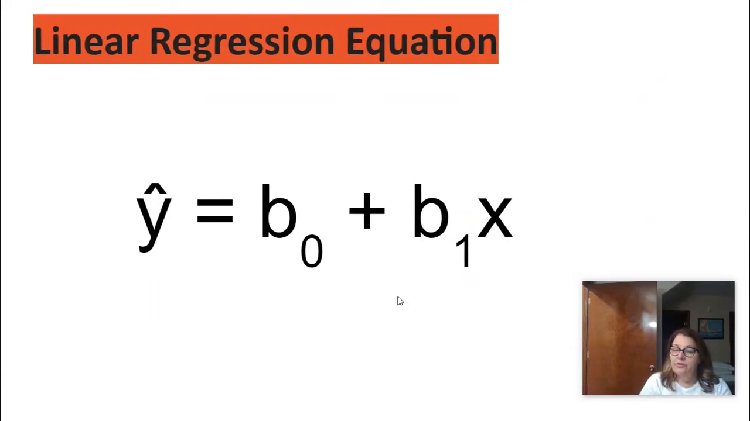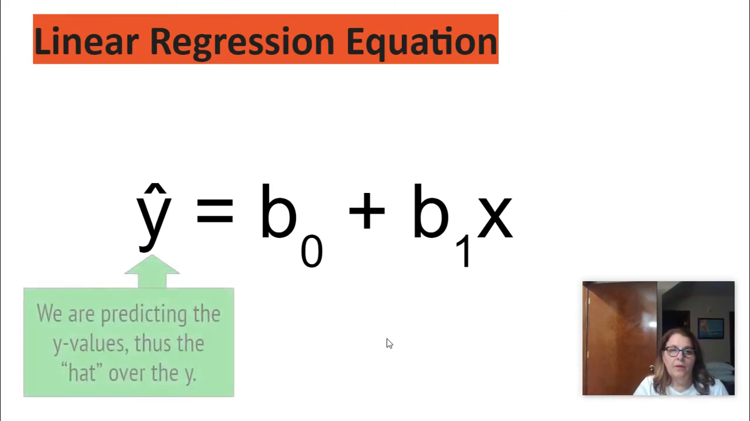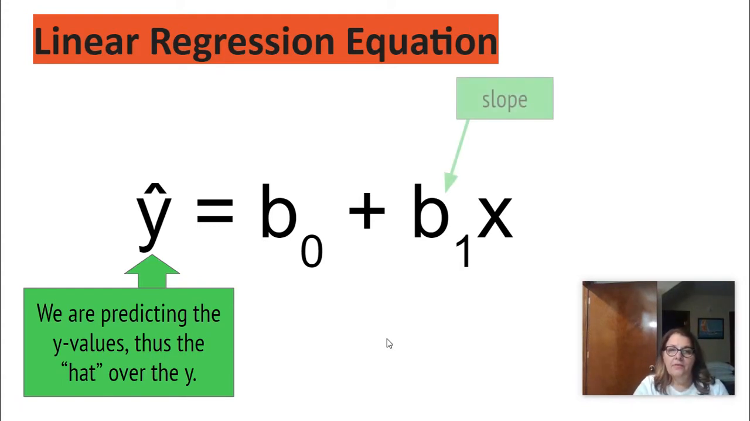Let's start with the linear regression equation. Well, you all remember the days of y equals mx plus b from linear regression back in Algebra 1. In this case, when we're talking in terms of statistics, it's going to be y hat, and the reason it's a y hat is because we're predicting the y values, thus the hat over the y. And then, of course, b1, with the subscript 1, is our slope.